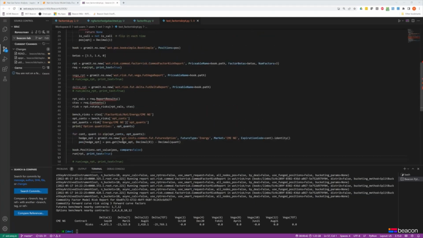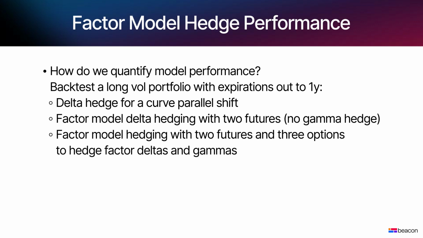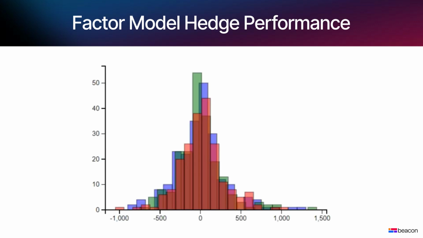So here is the result of that back test represented as P&L histograms. The blue bars there are for the parallel delta hedge. The green is for hedging just the factor model deltas, and the red is hedging factor model deltas and gammas. So unfortunately, these aren't particularly compelling at all. It kind of looks about the same. The factor model doesn't do a whole lot better than parallel delta hedging does in normal markets.